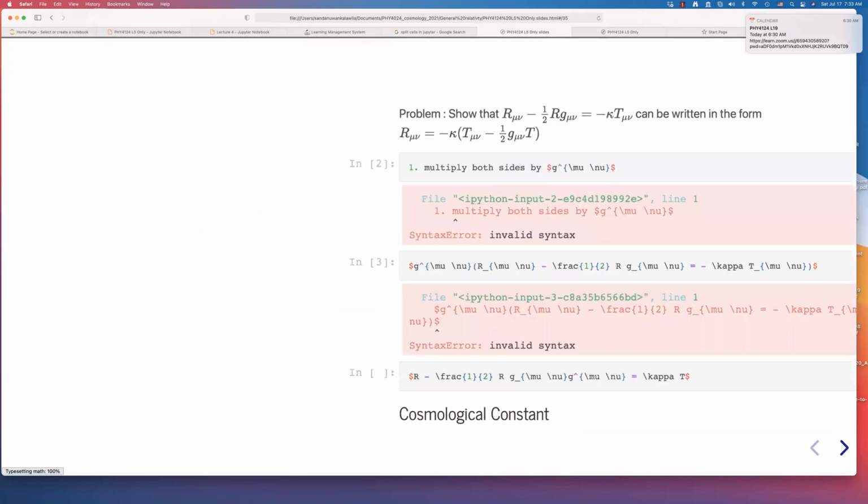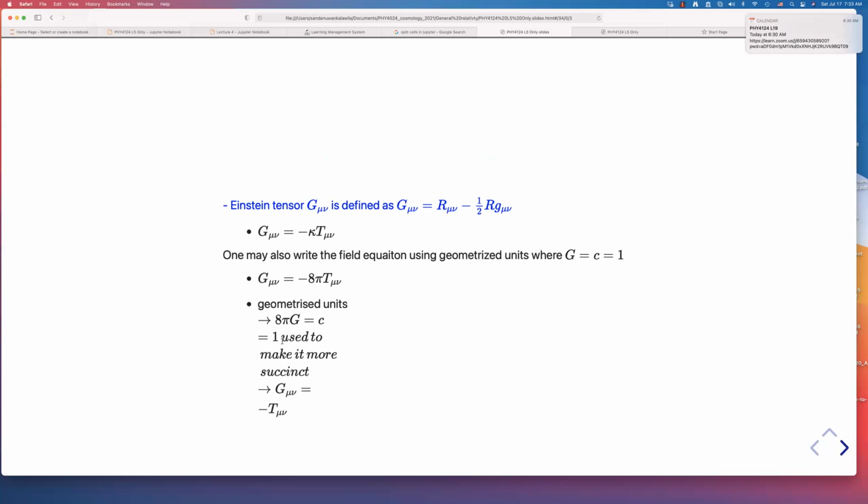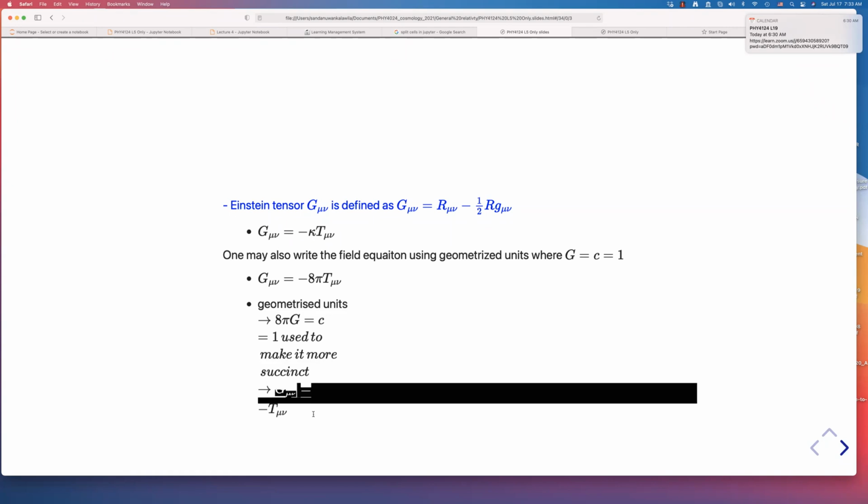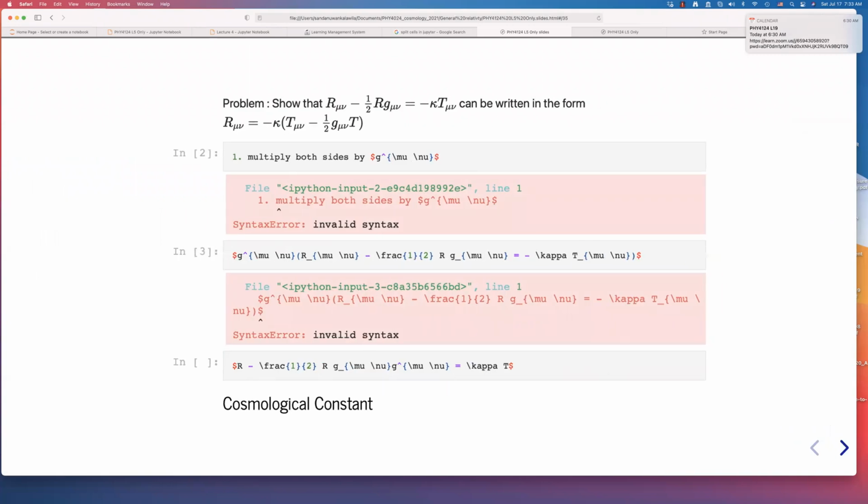Right. So here, when I write it, for some reason it may have come into two different rows right here, but you just write G mu nu equal to minus T mu nu, right? So that's how you write it. And you will see it in the correct form in your notes.